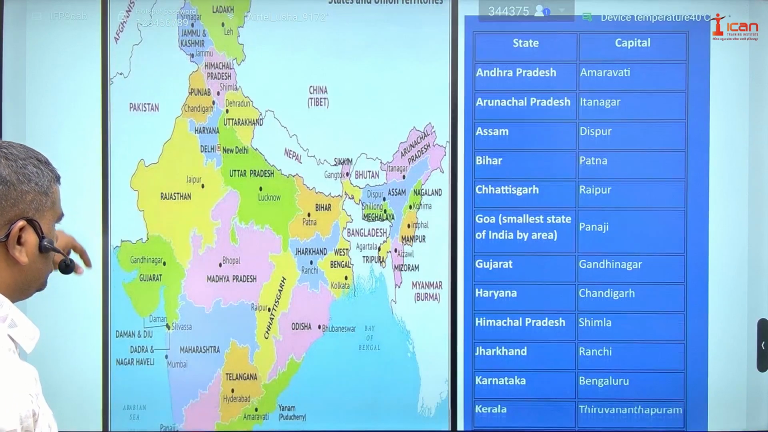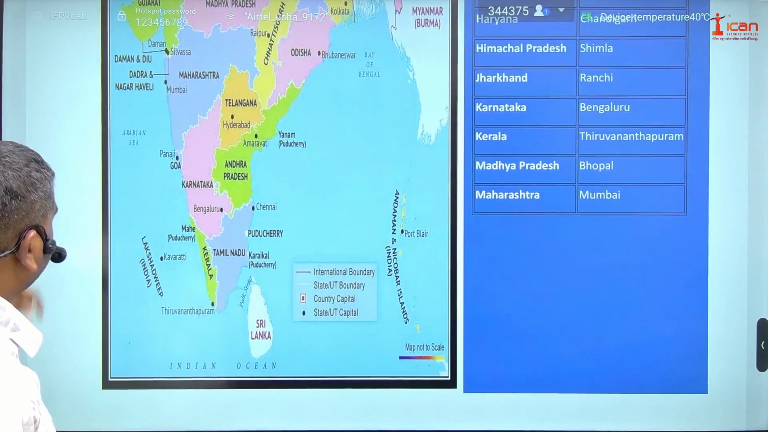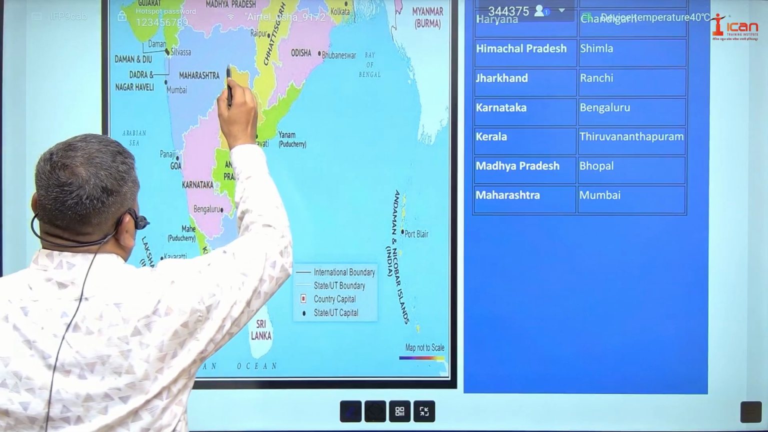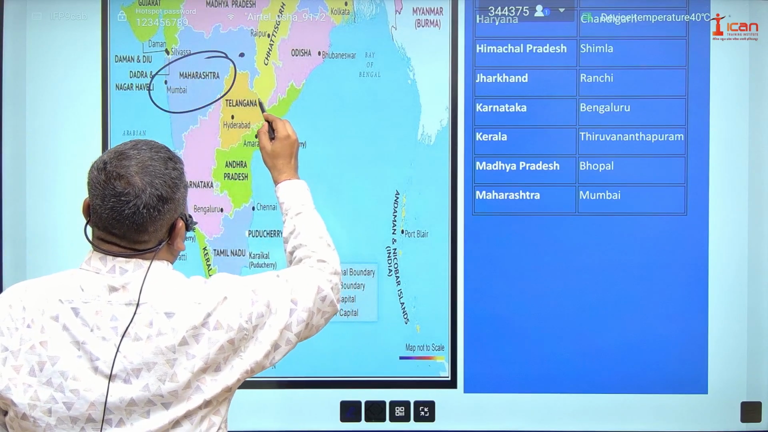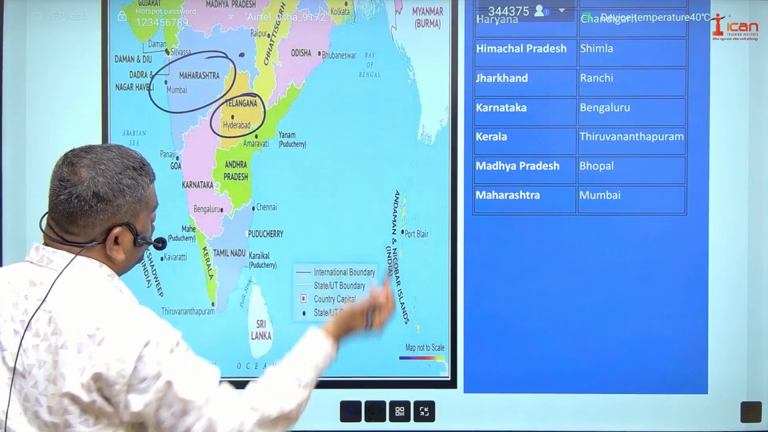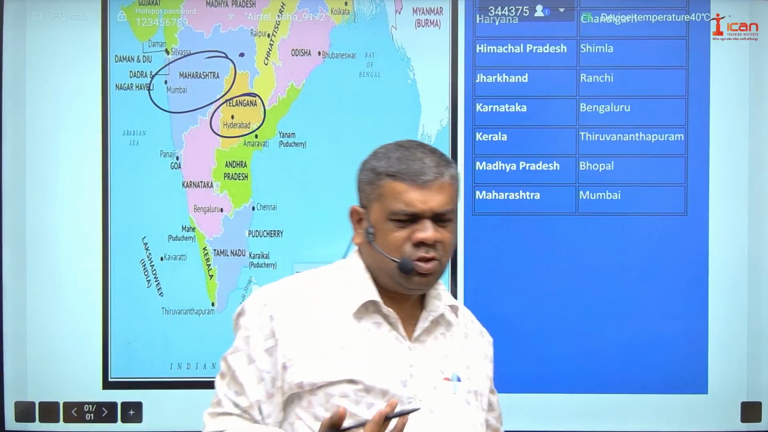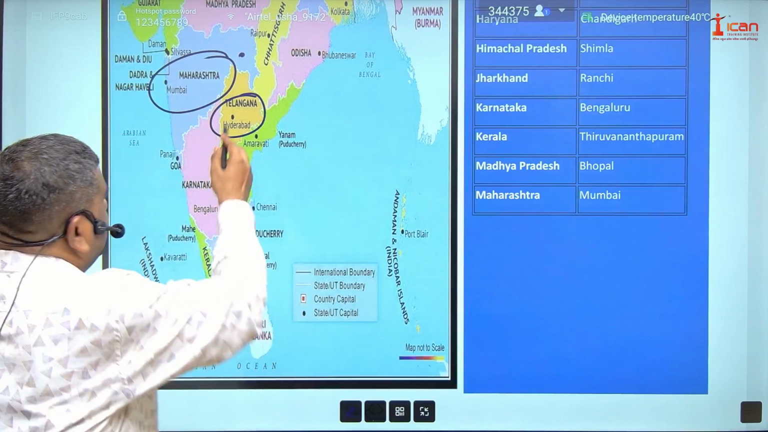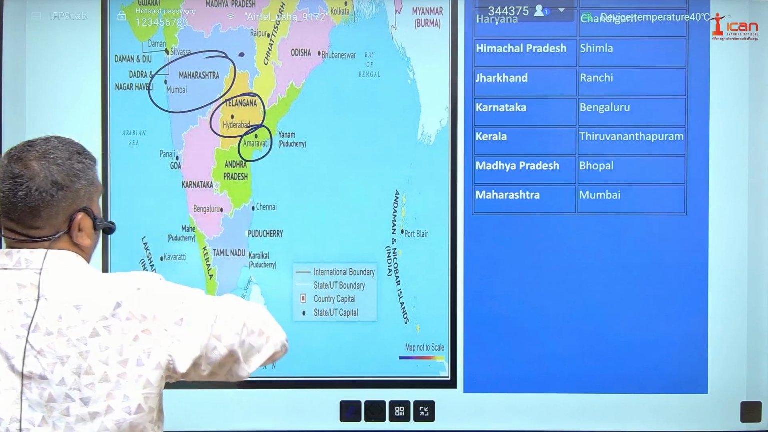Then if you go more south, to the southern part, we have Maharashtra, which has Mumbai as the capital. Nagpur is the winter capital. Then we have Hyderabad, the capital of Telangana. Hyderabad actually used to be the capital of undivided Andhra, the erstwhile Andhra Pradesh. But once it was bifurcated into Telangana and Andhra Pradesh, Hyderabad now remains the capital of Telangana. Andhra Pradesh has a new capital called Amravati.